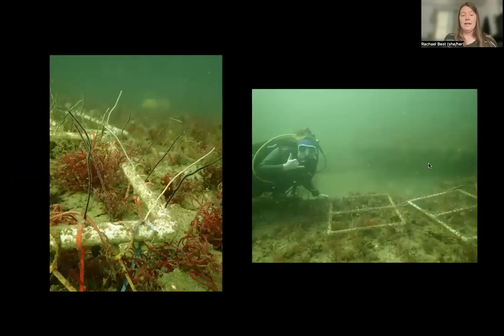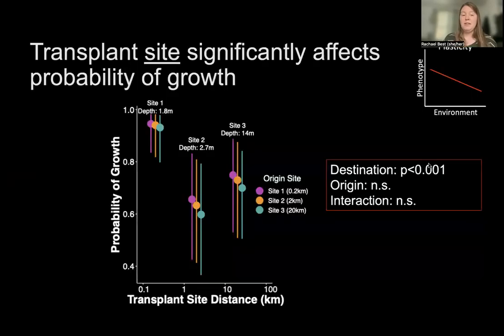And so I transplanted these fragments by anchoring them to frames and then attaching them to the benthos as shown here. And what we see is that the site that they're transplanted to has a significant effect on the probability of whether or not they grew. So those transplanted to site 1 grew significantly more than those transplanted to sites 2 and 3, but where they came from, their origin, didn't have an effect on whether or not they grew.